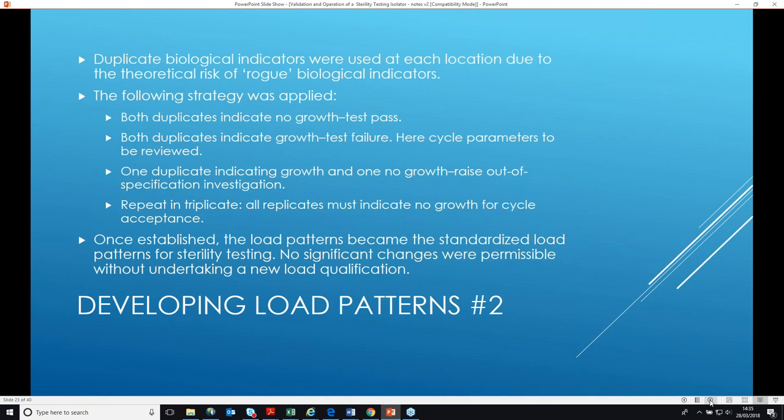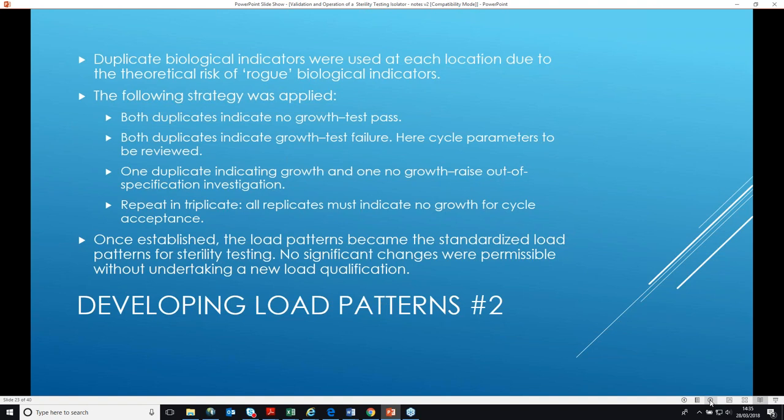If both duplicates indicated no growth, the test was deemed to have passed. If both duplicates indicated growth, the test was deemed to have failed, and the cycle parameters will require re-reviewing and probably extending. If one duplicate indicated growth and the other no growth, then that would lead to an out-of-specification investigation. It then led to a repeat in triplicate. And if all three triplicates passed, then this cycle was deemed to be acceptable.